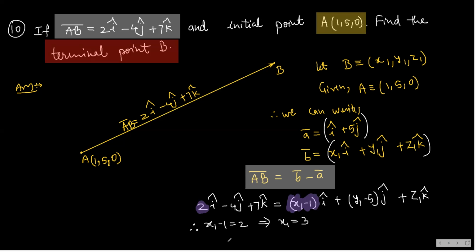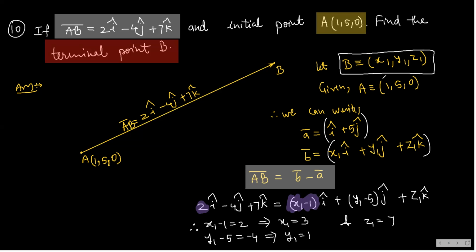Similarly, you have y1 minus 5 equals minus 4. So you have y1 equals 1 and finally z1 equals 7. Now, having obtained the values of x1, y1, z1, you can write the coordinates of point B, whose coordinates you had assumed to be x1, y1, z1. So we will write, therefore, B coordinates are 3, 1, 7. These are the coordinates of B.